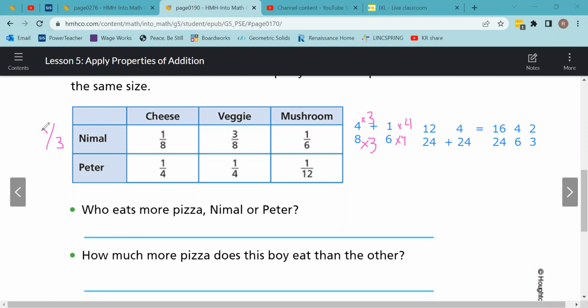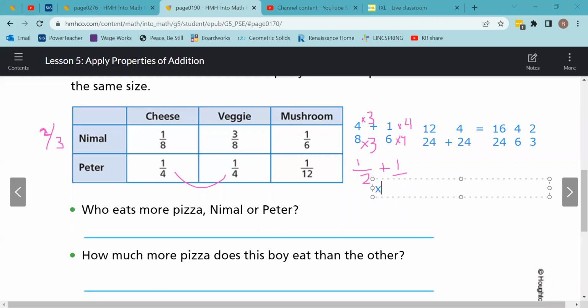Oh, 2/3. Whoopsie. I was like, why? That's less than half. That doesn't make sense. 2/3. All right. Peter will add the 1/4 and the 1/4 together. That's 2/4, which is the same as 1/2. But if you want to leave it as 2/4, that's okay. Plus another 1/12.